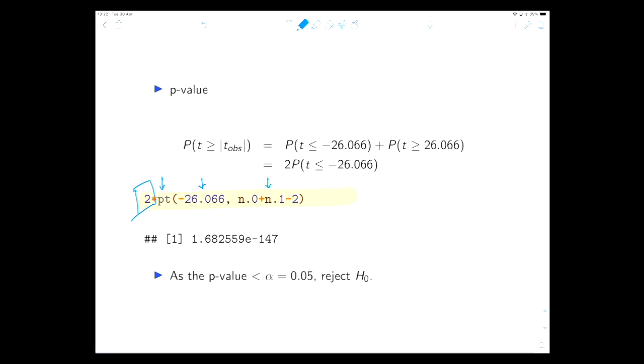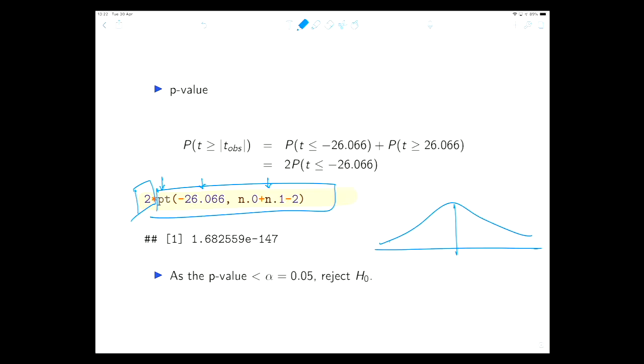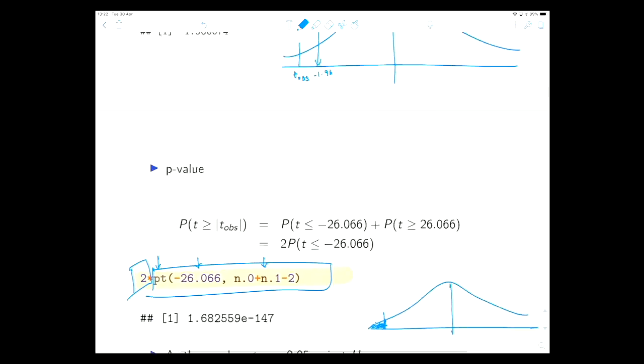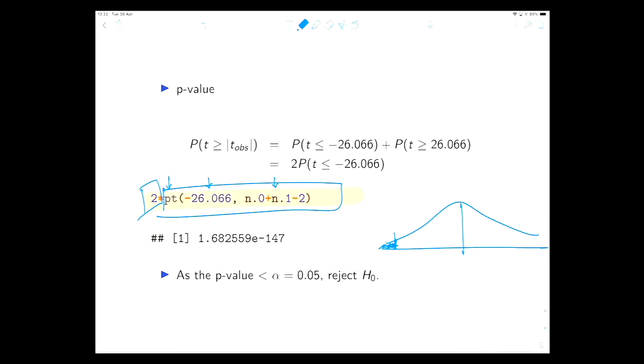Yep, exactly. Remember, we're carrying out a two-sided test. This function pt evaluates the probability that the value is below the observed test statistic. But given that we're doing a two-sided test, it is entirely possible that you could have gotten your test statistic in the right tail. So you need to take into account both the tails, and so you multiply that probability by 2.